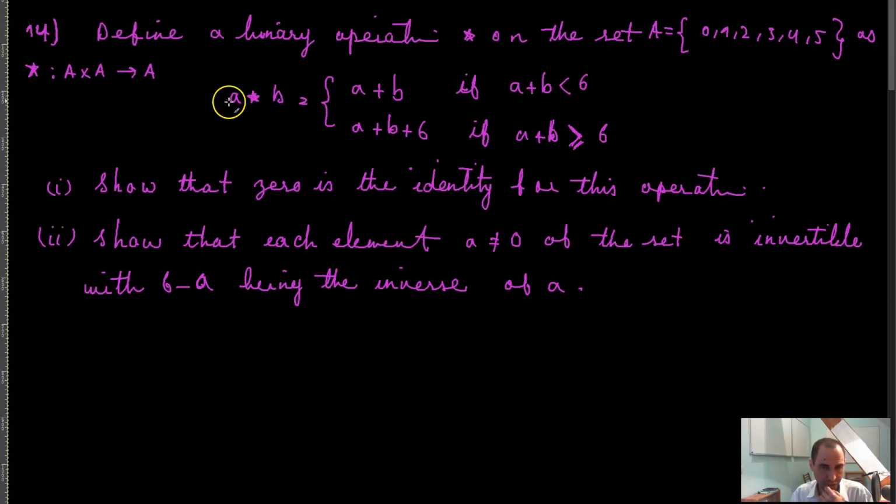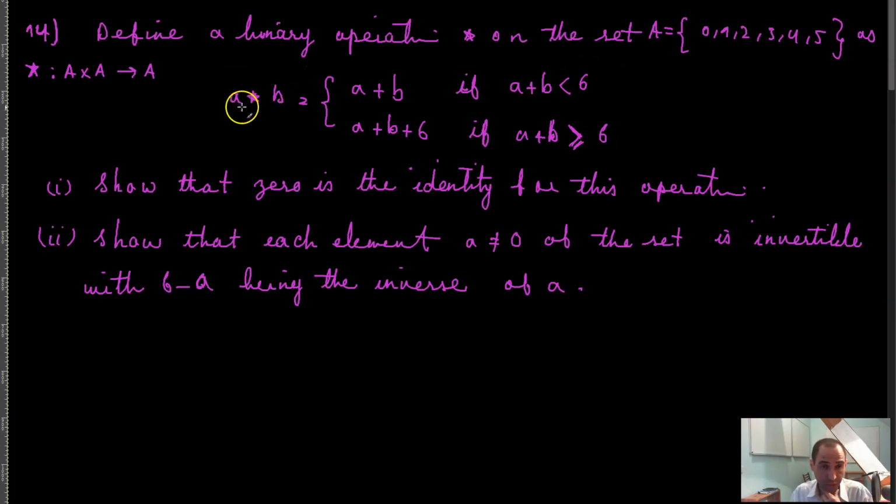Now the binary operation has to be defined in some way. Of course, there is no way not to define it, because otherwise it makes no sense to define a binary operation. When you define a binary operation, you have to define it.